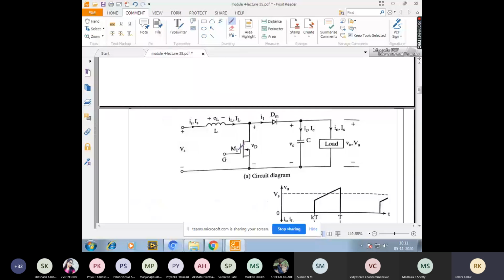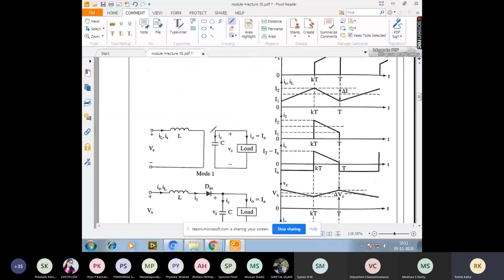Yes, ma'am. During mode 1, when I give a proper control signal to this MOSFET, it conducts. When it conducts, it acts as a short circuit. So the current flows from the power supply through the inductor. Whenever current passes through the inductor, the current rises and it stores energy, EL, which is L into di by dt, the change in the current through the inductor. Then the current goes through the device and back to the negative terminal. This is mode 1.